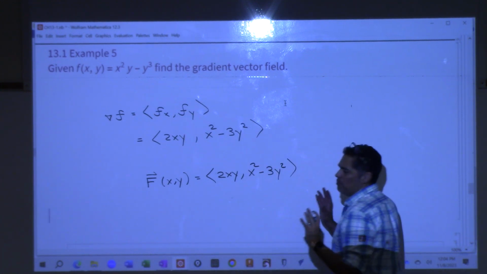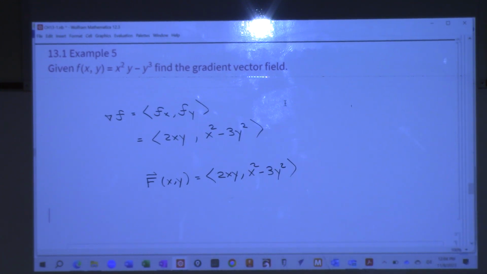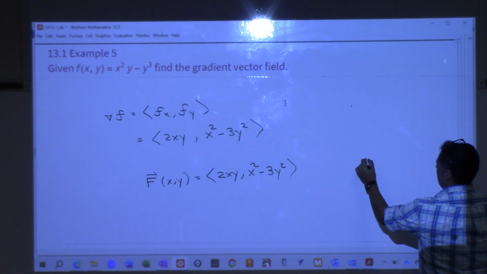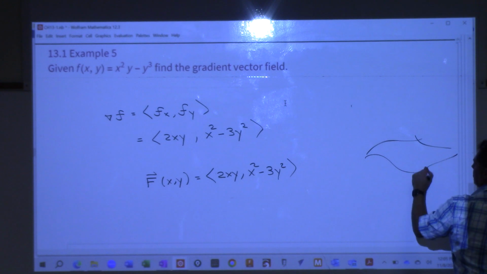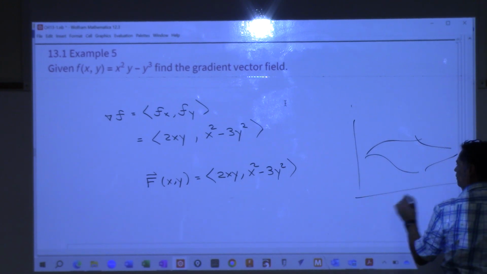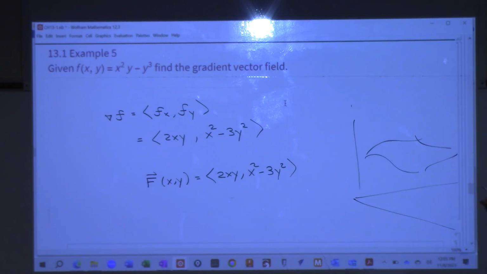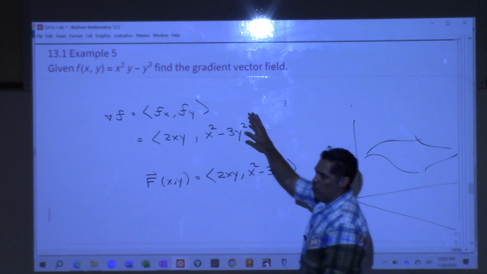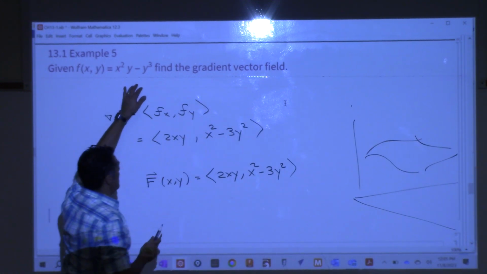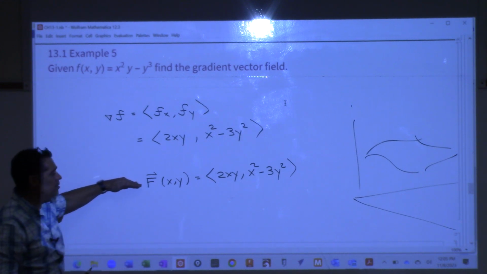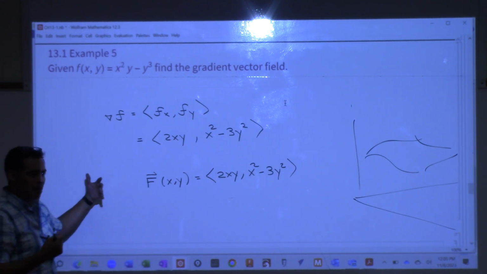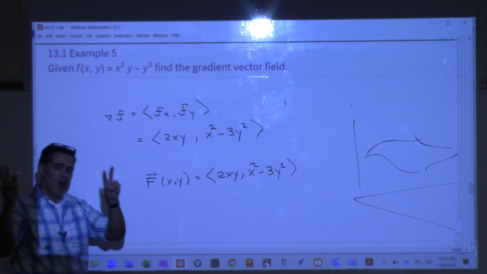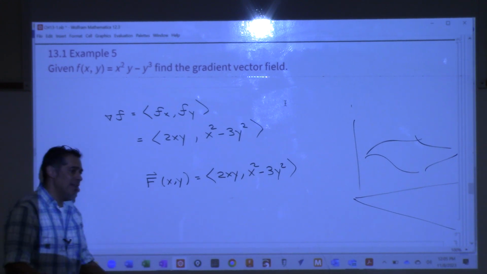Okay, so we need to make sense out of this. What we've done is we've started with some surface that lives in three-dimensional space, right? And from this surface, we took the gradient, and we are defining a vector field to be the gradient of that. The question is, what is this, right? We're calling it the gradient vector field, but what is it?